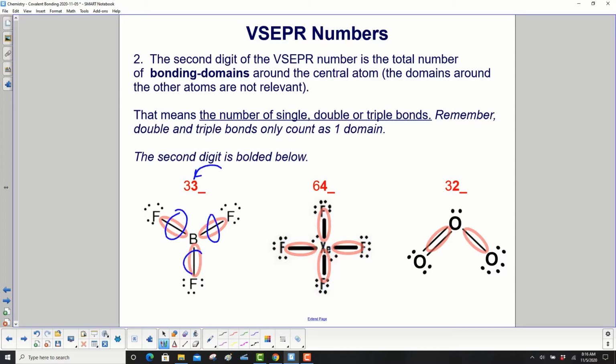So that's going to be our second digit here, 3, right? 1, 2, 3. In this case, for the fluorine and the xenon, it's 1, 2, 3, 4. You can see the 4 there. And then finally, for these 3 oxygens here, 1, 2, 2 bonding domains.